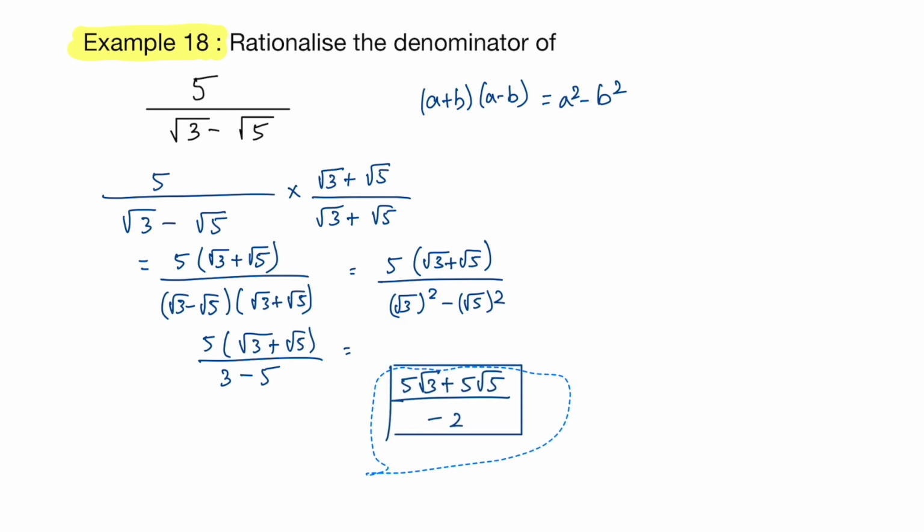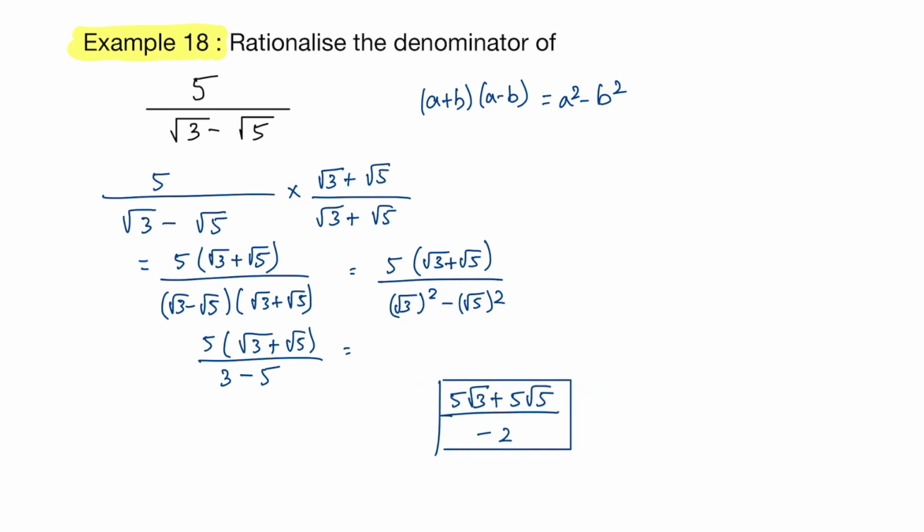I am just struggling with moving this, right? So this is the answer for this question. 5 root 3 plus 5 root 5 divided by minus 2, and I'm sorry, the denominator here is minus 2, and minus 2 is obviously a rational number. So we have rationalized the denominator of this question.